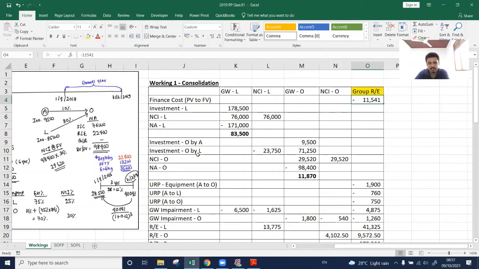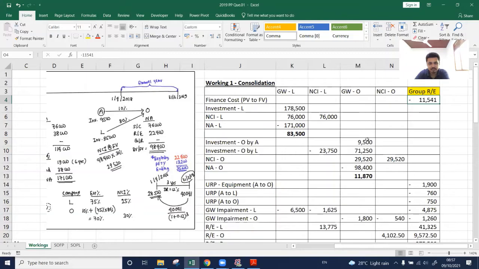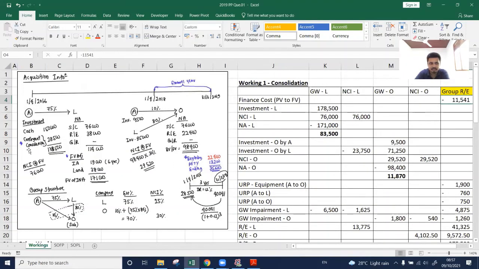How did this come about? This is associated with this contingent consideration. In another 3 years' time, the value that A Limited needs to pay is 40,041. That is the amount that has to be paid in three years.